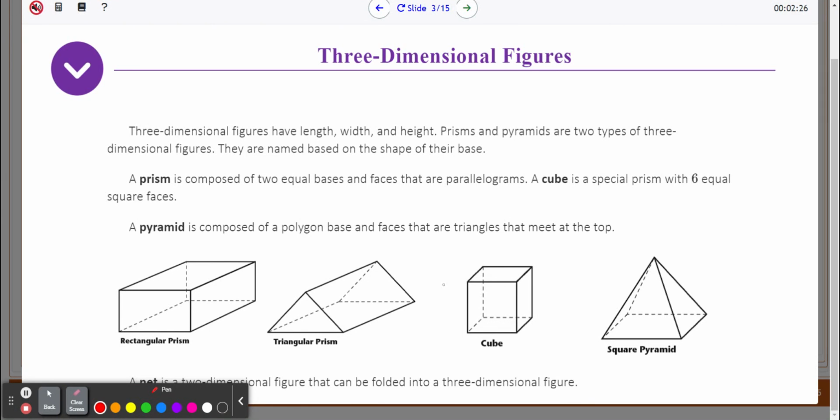Then you have a pyramid. It has one polygon base and then triangles that meet up at the top. So it's got just one base here. And then it has these triangles that come to a point up top. So there are different kinds of prisms and different kinds of pyramids.